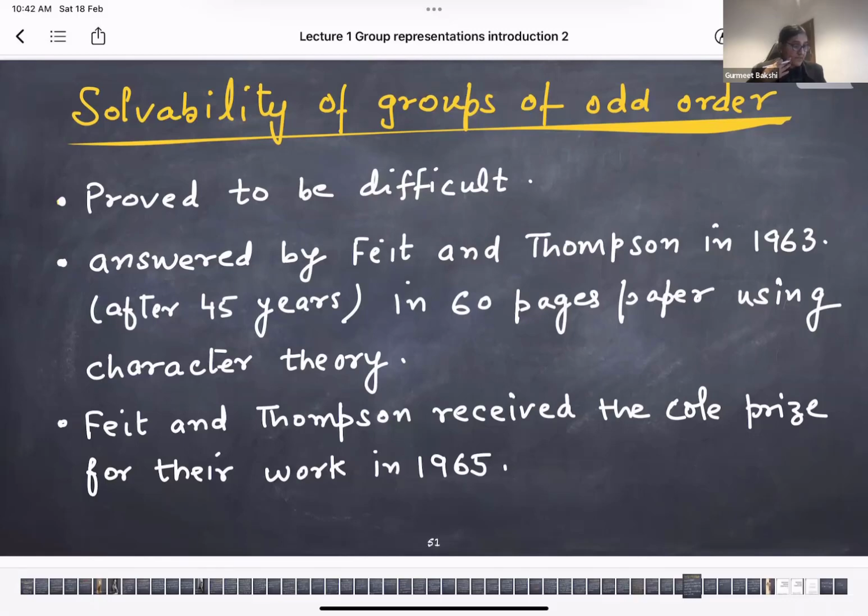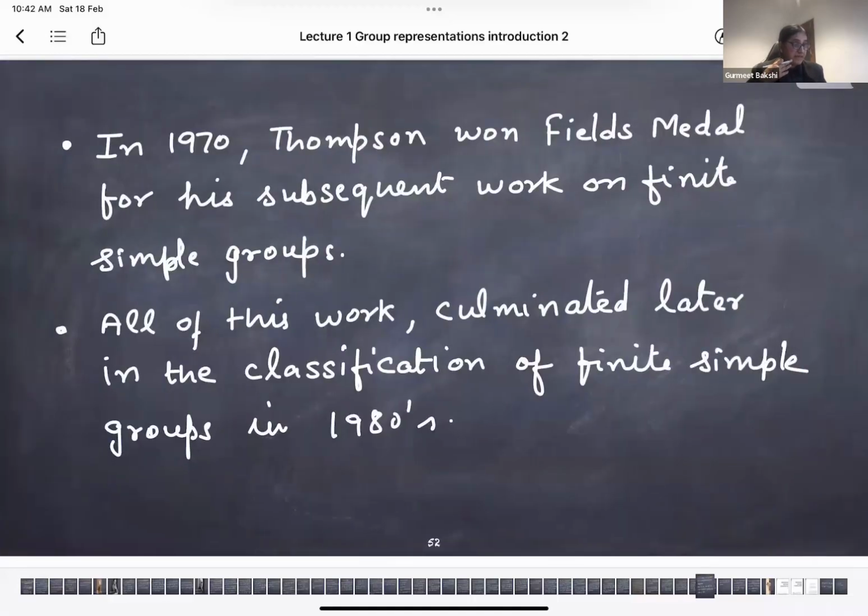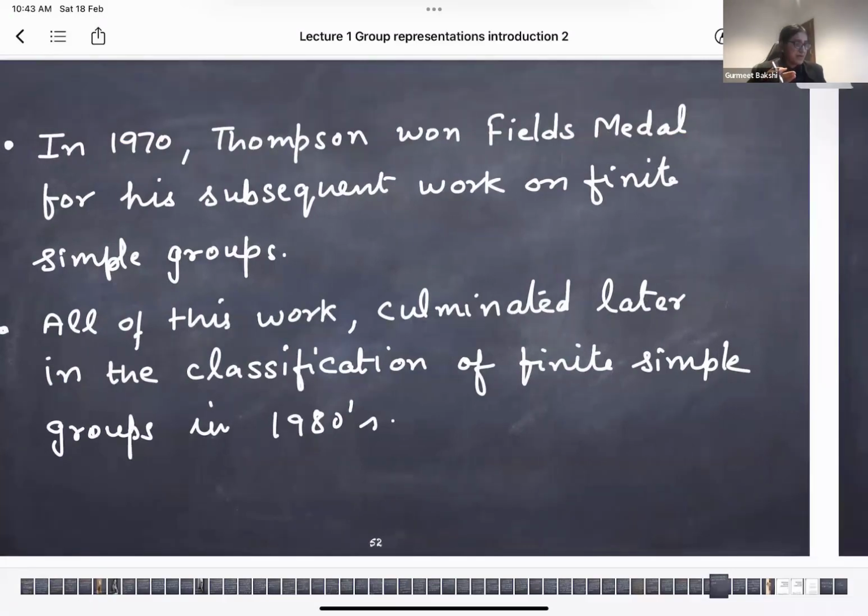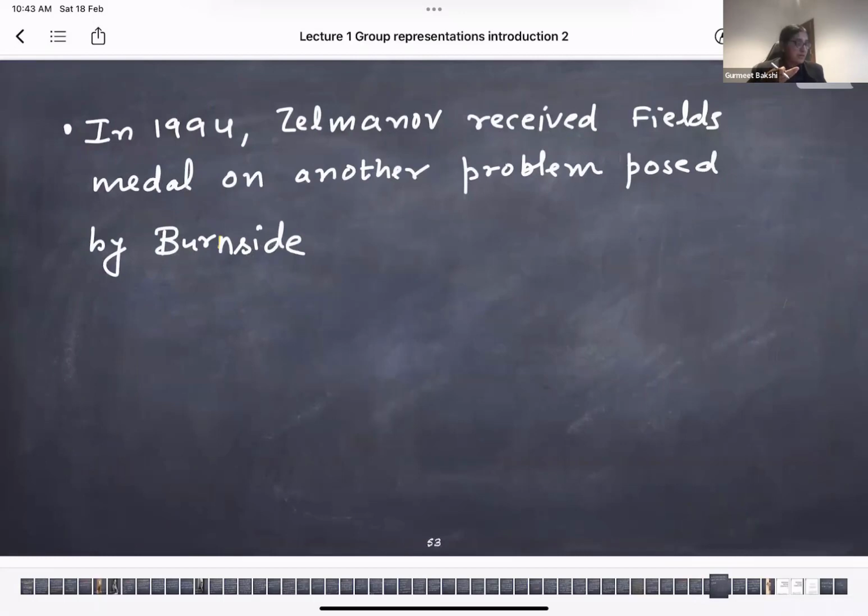And Feit and Thompson received the Cole Prize for their work in 1965. And later, in 1970, Thompson received the Fields Medal for subsequent work on finite simple groups, entirely done with character theory initiated by Frobenius and Burnside. And all of this work culminated later into the classification of finite simple groups in the 1980s. So the beautiful subject got developed. And in 1994, Zelmanov received the Fields Medal on another problem posed by Burnside.